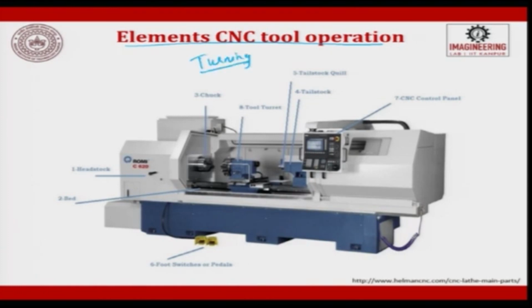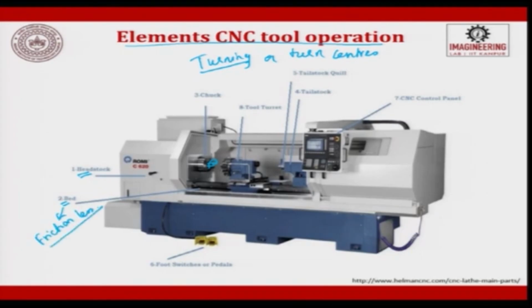There is a big difference between a turning machine and a milling machine. Turning machines are otherwise called turn centers. In turn centers, the workpiece will rotate and the tool will be approximately stationary. Here you will produce axisymmetric, circular parts. The terminologies given here overlap with those of a conventional machine. You will have a headstock, you will have a bed. This bed should be frictionless.